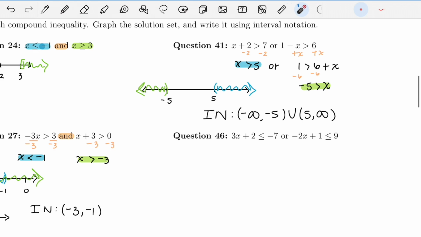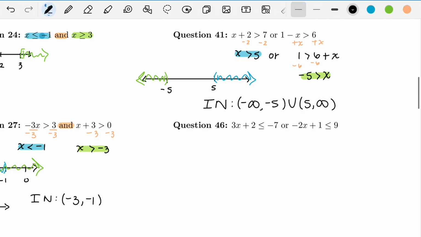All right, now lastly, let's do 46 here. Now we have a little bit more work to do to solve for x. We'll subtract 2 on both sides. For this first one, we'll get 3x is going to be greater than or equal to -9. Then we'll divide by 3 on both sides. So we're just going to get that x is going to be less than or equal to -3.